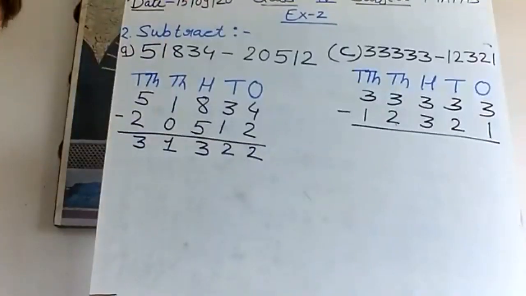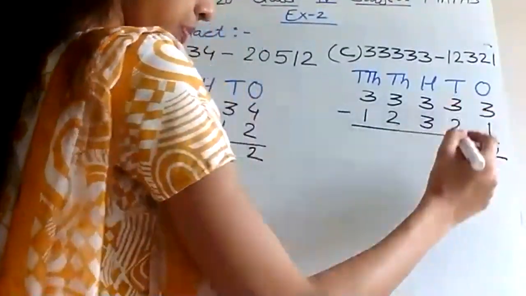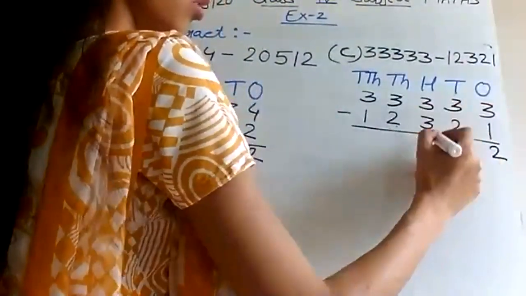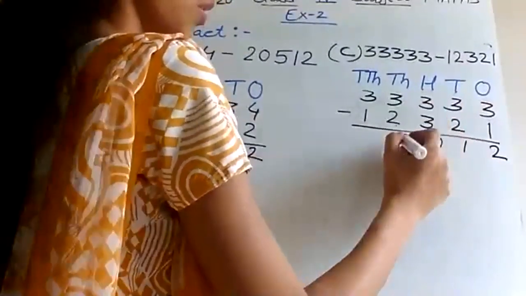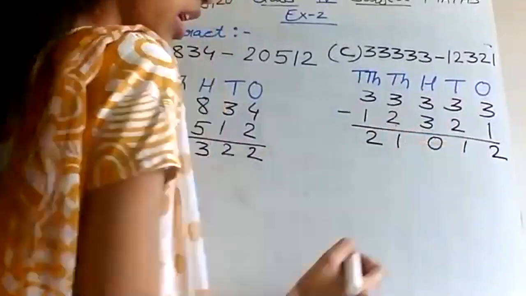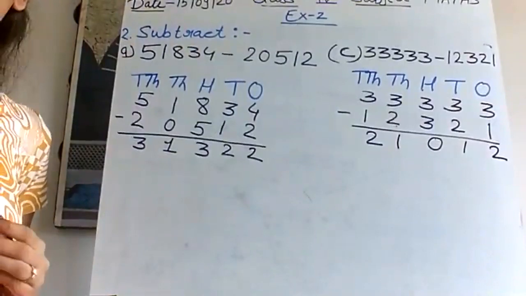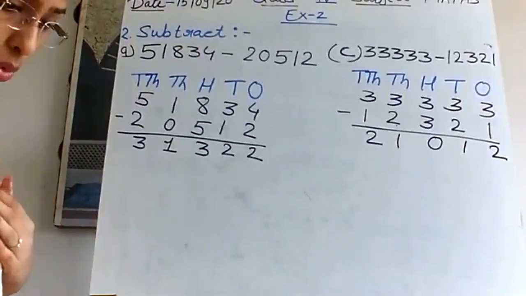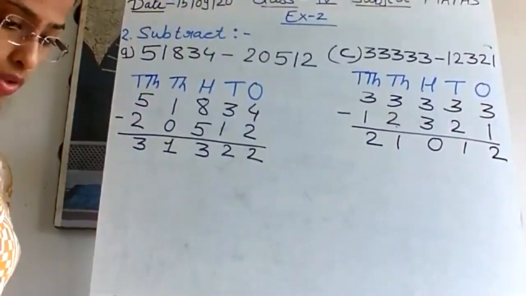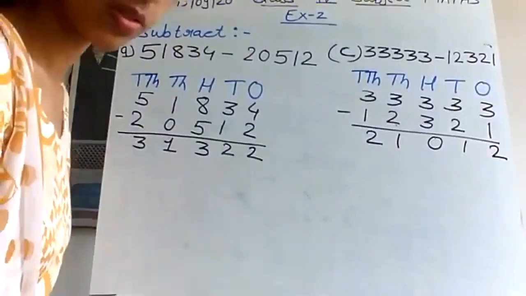So when we will subtract, we will start from ones place. So 3 minus 1 is 2, 3 minus 2 is 1, 3 minus 3 is 0, 3 minus 2 is 1, 3 minus 1 is 2. So our answer is 21,012. Okay. Now D is your homework. D is also your homework. I am going to explain question number E.